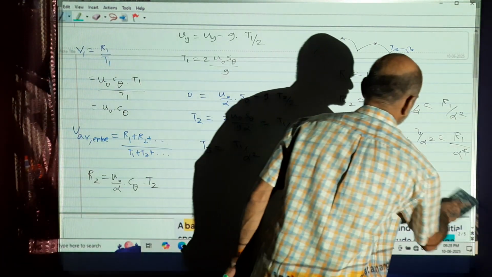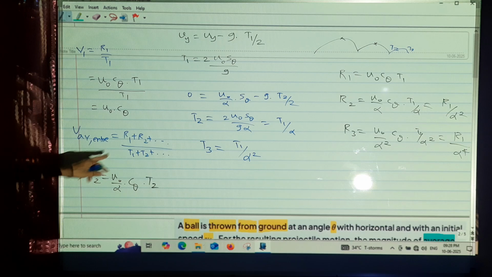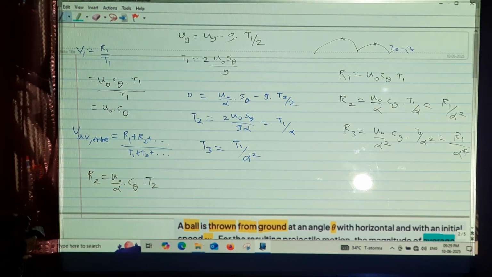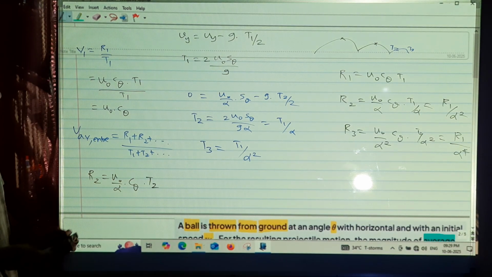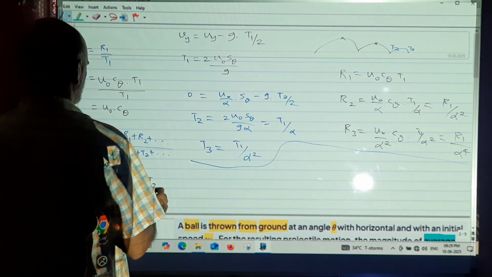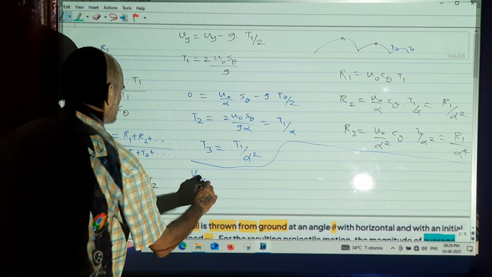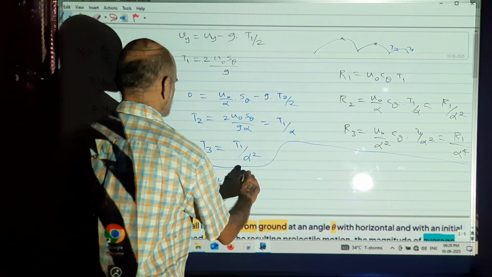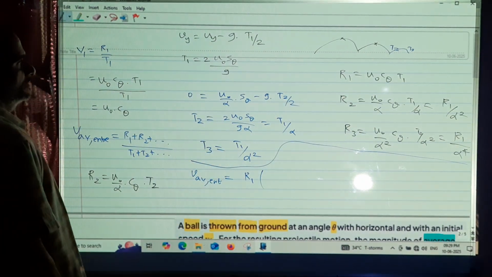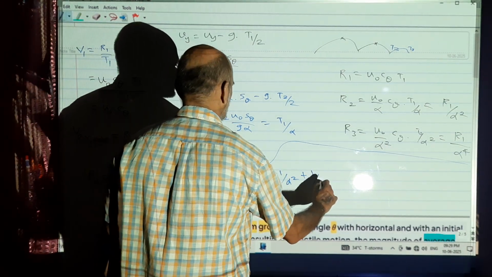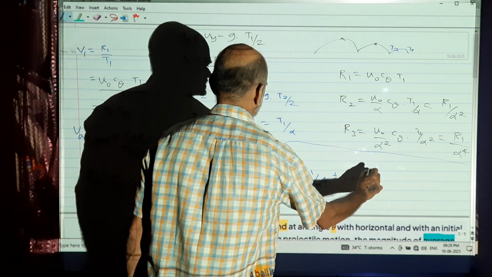So with this, we can solve this question because what we have to find is this one, V average for the entire motion. Okay, so now R1 plus R2 plus R3, you can write it here itself. So V average for this entire motion, R1 plus R2 plus R3. So R1 I can take out commonly outside. It will become a sum of a geometric series where the common ratio is 1 by alpha square. And it's an infinite series.